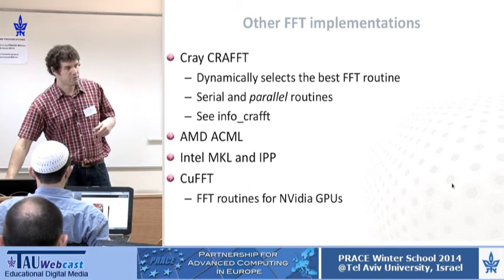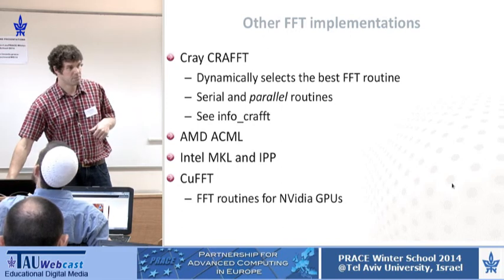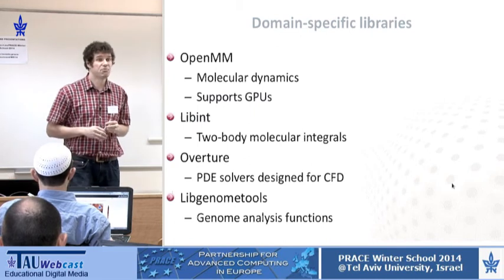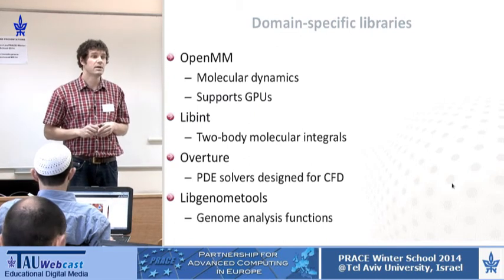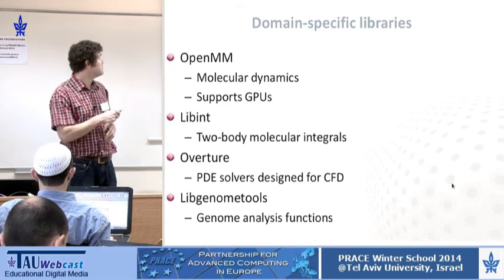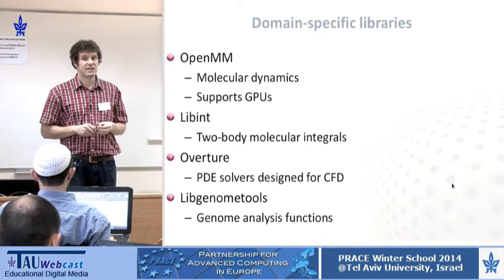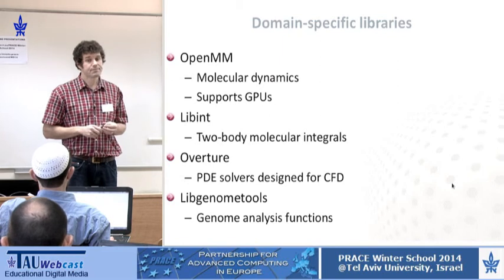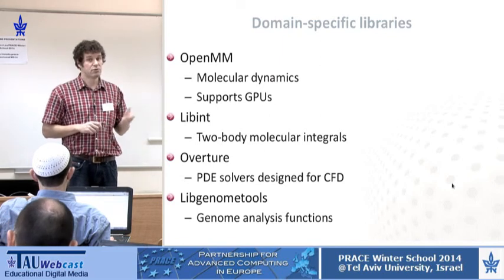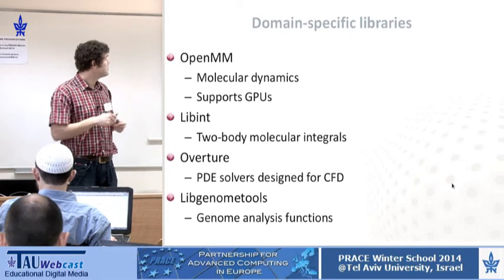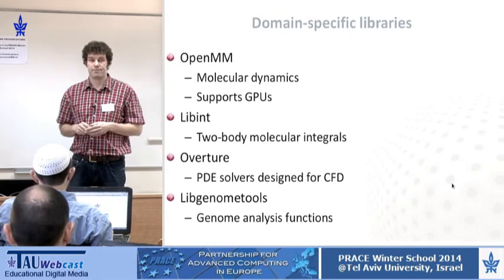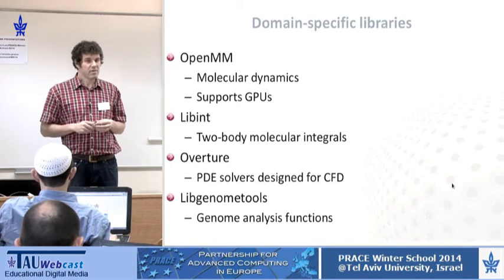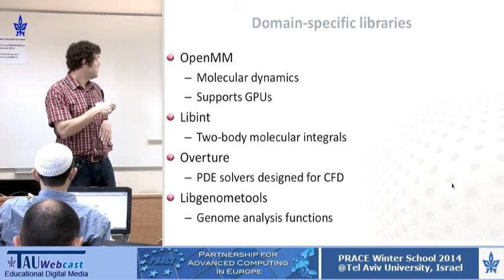But if you're interested, during the exercise session we can try to look through some examples. There are some very domain-specific libraries available. So if you're doing molecular dynamics, there is something called OpenMM, which has many common routines used in molecular dynamics implemented. It also supports GPUs. I think there is also some MPI functionality there. For molecular integrals in quantum chemistry, sort of two-body integrals, there is some library available.